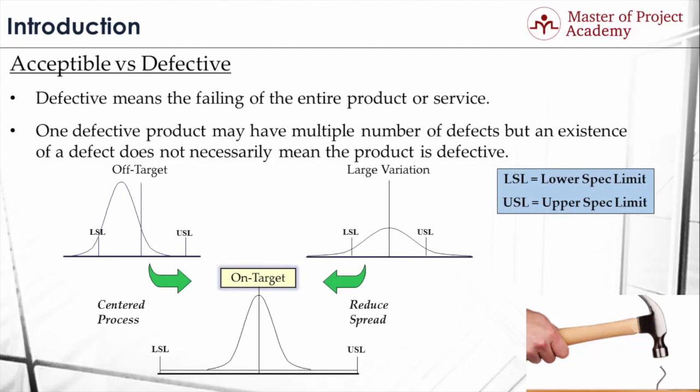The centered process has normally distributed data. It is the on-target process. In this case, the distribution is symmetric, has close to 0 skewness, and the specification spread is more than the process spread. During this lecture, we have seen acceptable versus defective. During the next lecture, we will be going over Design for Six Sigma, or DFSS.